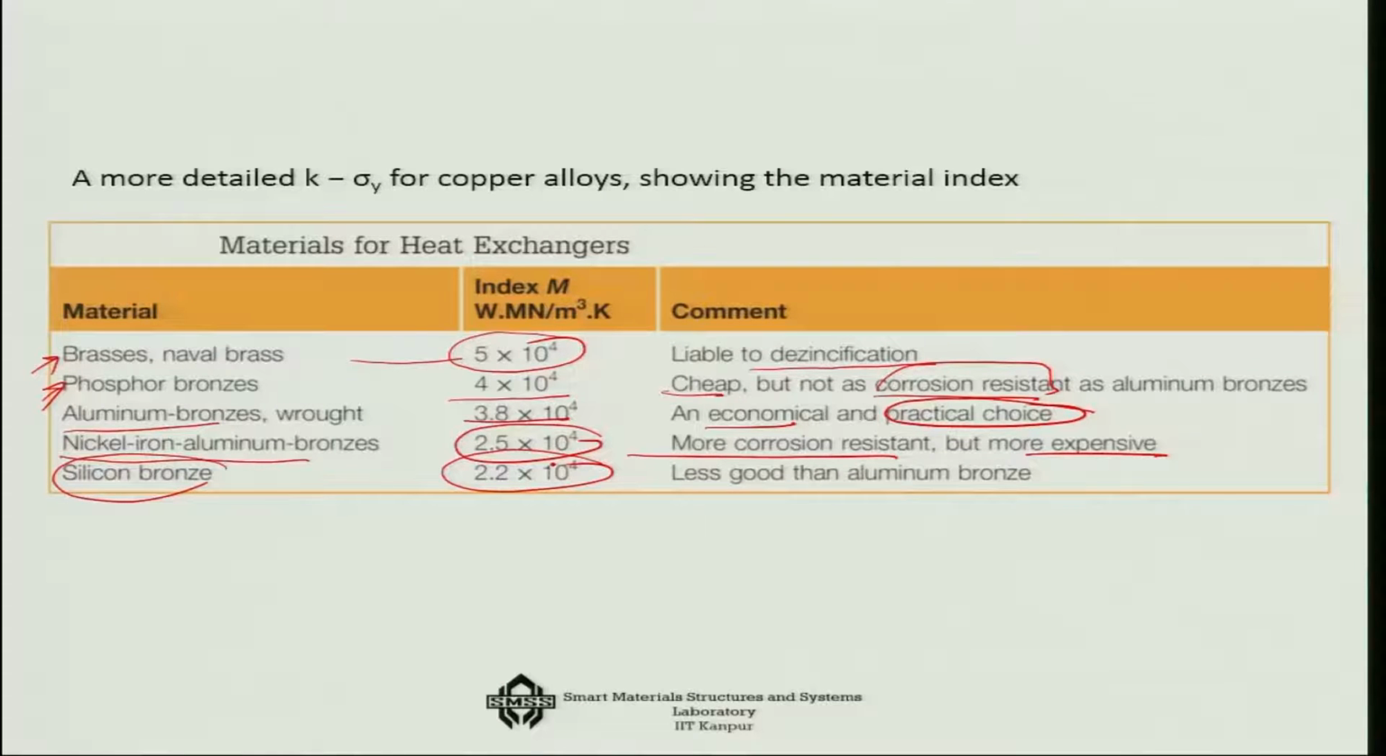So, out of all the choices, the first three are better from the material index point of view, but if we put corrosion and economy as constraints, then aluminum bronze wrought comes out to be the best choice, and that is what is generally used in heat exchanger design.